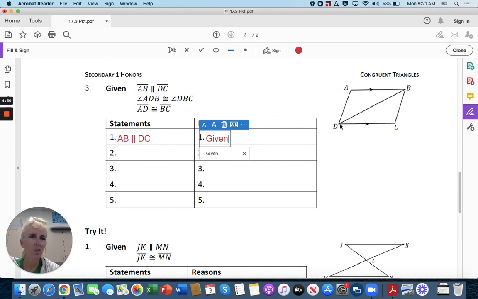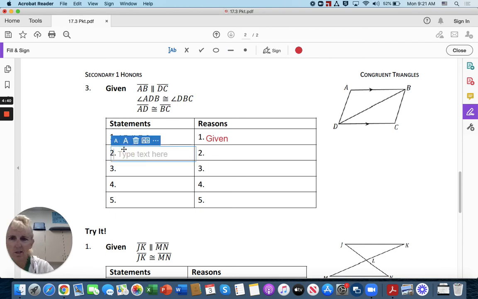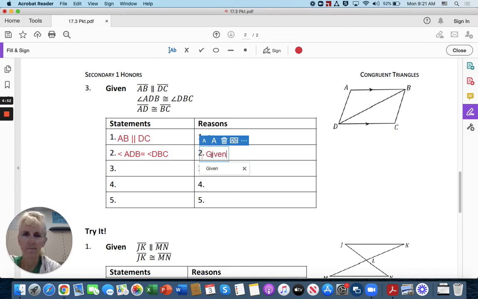So we know these two lines are parallel. Number two, we're going to list what else is congruent there. We say that angle ADB, and you can do a better angle sign than I did, is congruent to angle DBC, and that is also given. Then we get to number 3 and we say AD is congruent, and I just do equal and you do congruent, to BC. And that third thing is given.